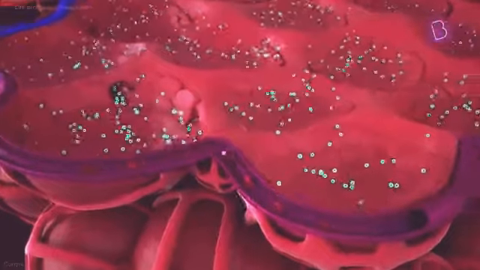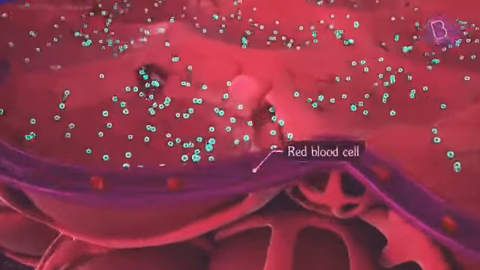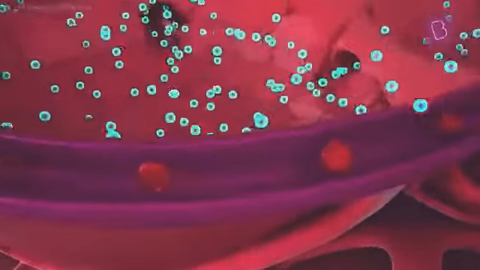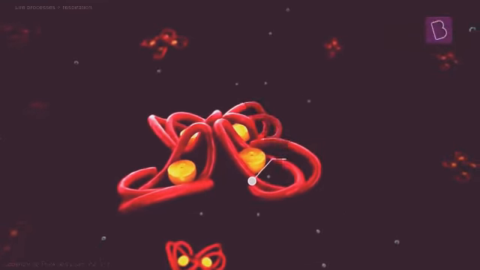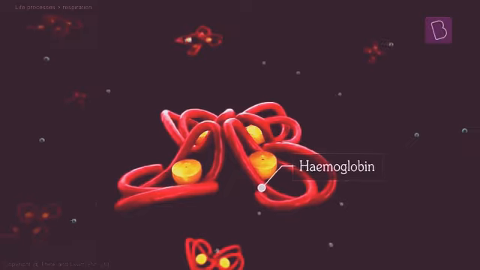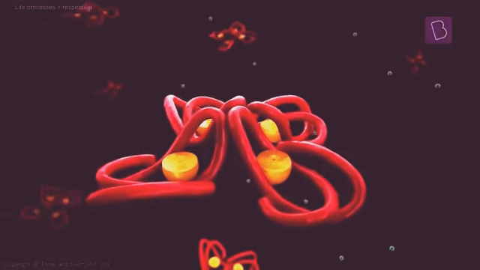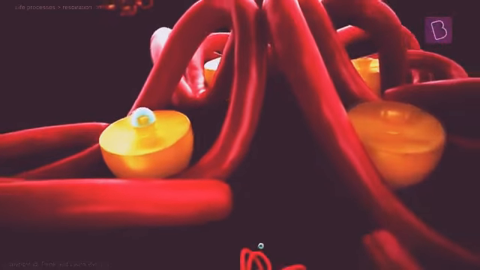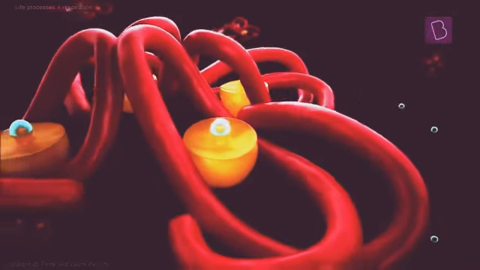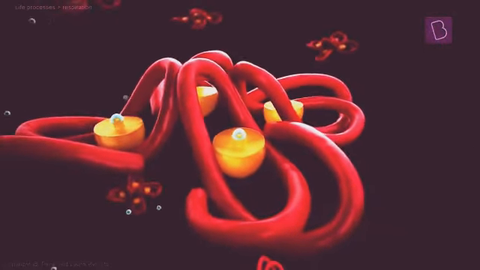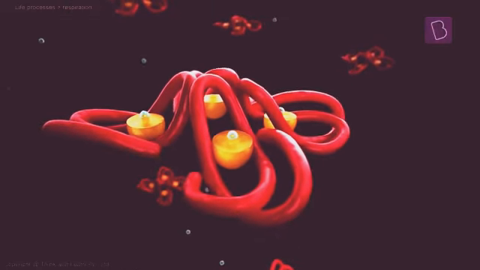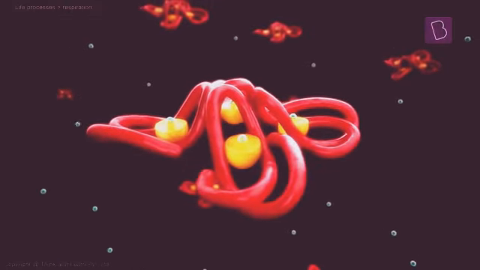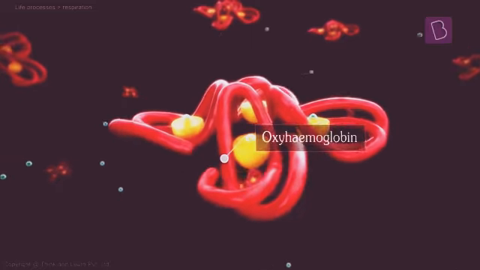Most of this oxygen then adsorbs on the red blood cells or erythrocytes present in the blood. These erythrocytes contain hemoglobin, which is a complex protein compound containing iron. They have an affinity for oxygen. So, oxygen is attracted to the hemoglobin and unites with it to form a bright red colored compound called oxyhemoglobin.